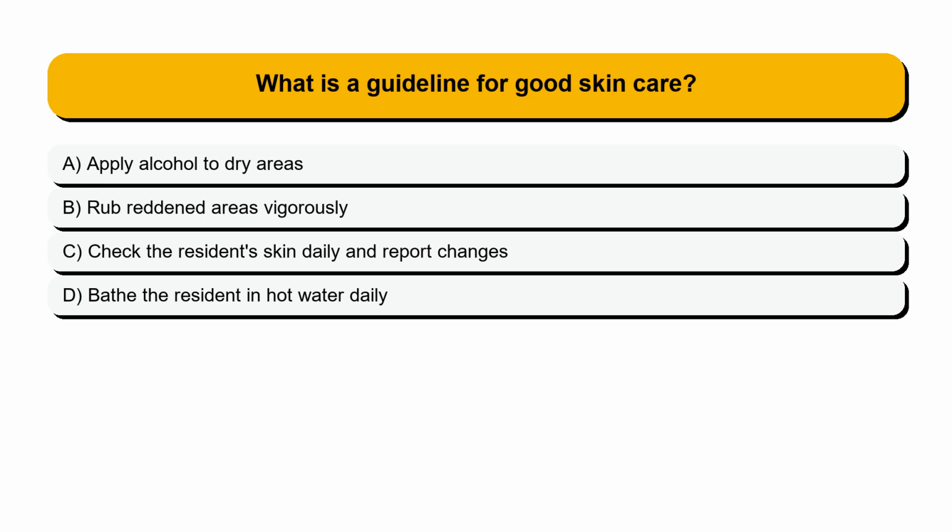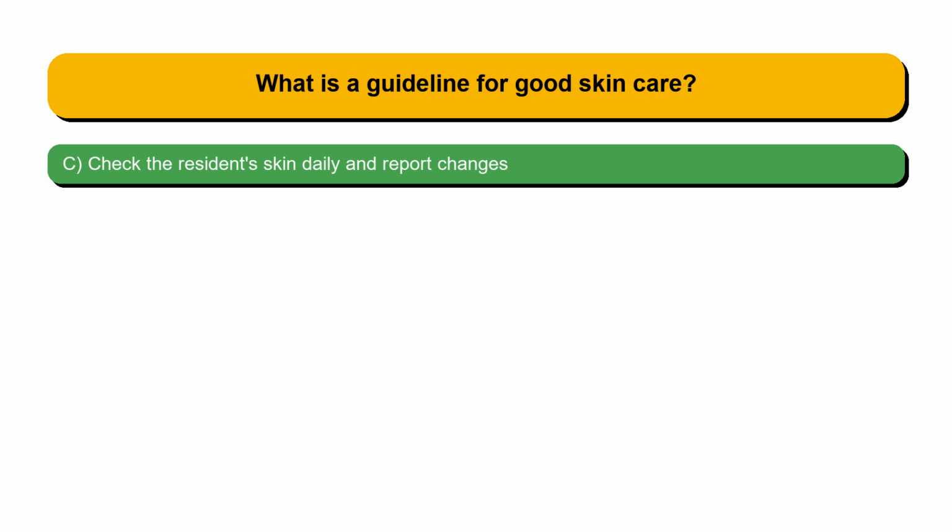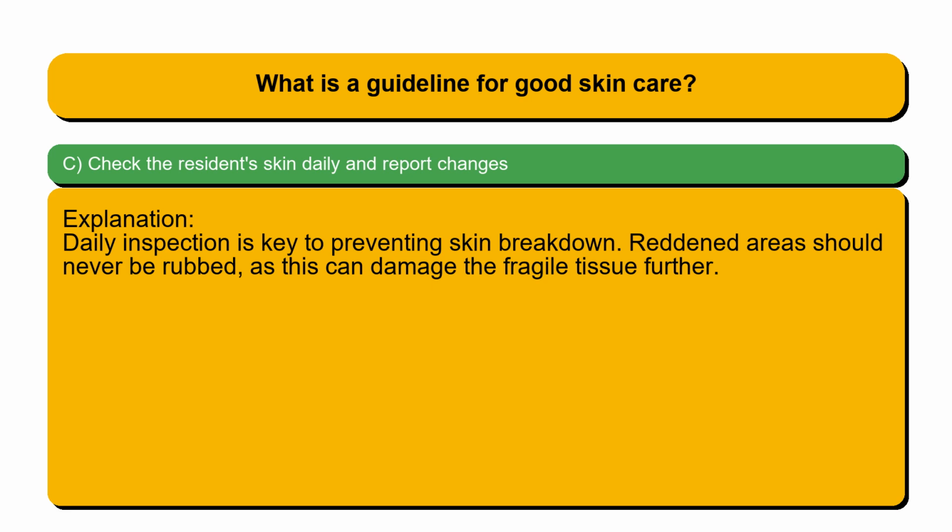Question 62. What is a guideline for good skin care? Option A, apply alcohol to dry areas. Option B, rub reddened areas vigorously. Option C, check the resident's skin daily and report changes. Option D, bathe the resident in hot water daily. The correct answer is option C, check the resident's skin daily and report changes. Daily inspection is key to preventing skin breakdown. Reddened areas should never be rubbed, as this can damage the fragile tissue further.